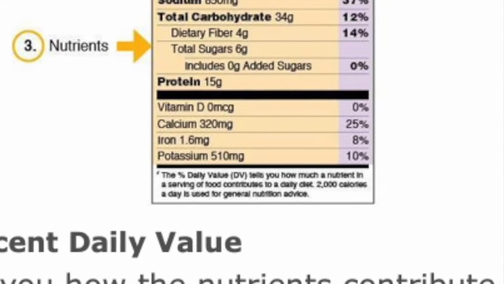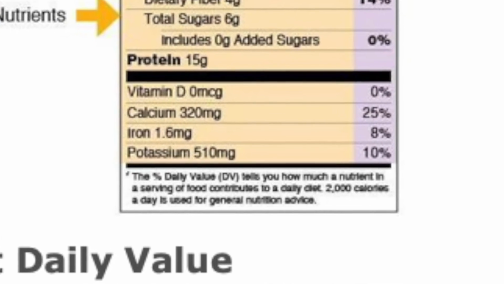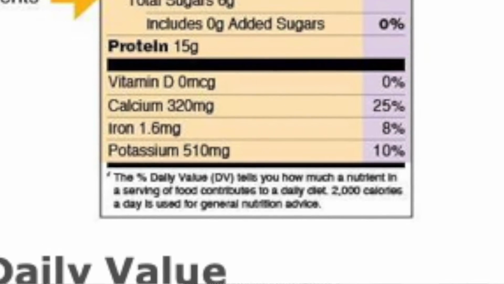Lastly, we have the different nutrients, in the sense of vitamins and minerals. We have vitamin D, calcium, iron, and potassium. Now, the good thing about this new label is that it specifies how much you're specifically getting of each vitamin or mineral. So this one has 320 milligrams of calcium, 1.6 milligrams of iron, and 510 milligrams of potassium.